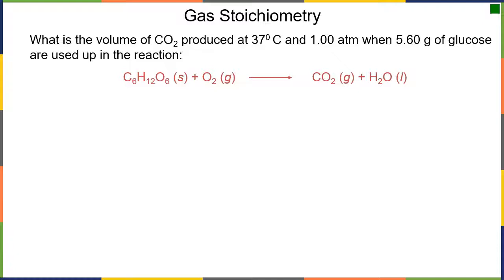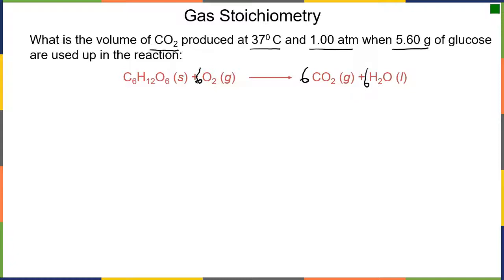All right, so what volume of carbon dioxide can be produced at 37 degrees Celsius and 1 atmosphere when 5.6 grams of glucose is used up? Now, glucose is a solid. We're going to have to balance our equation. When we balance our equation, we're going to get 6 and a 6 and a 6.